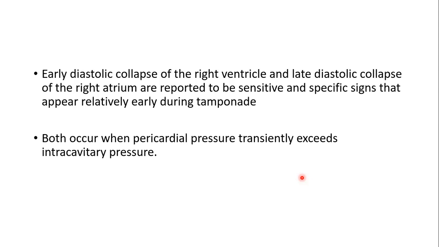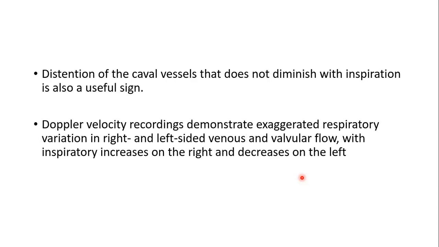Early diastolic collapse of the right ventricle and late diastolic collapse of the right atrium are reported to be sensitive and specific signs that appear relatively early during tamponade, and both occur when the pericardial pressure transiently exceeds the intracavitary pressure, meaning the pressure outside is more than what you have inside the heart. So it can actually cause a collapse. Distension of the cava vessels that does not diminish with inspiration is also a good sign, because you are trying to have inflow into the heart, but the chambers are compressed, so the distension of the cava vessels will not diminish.